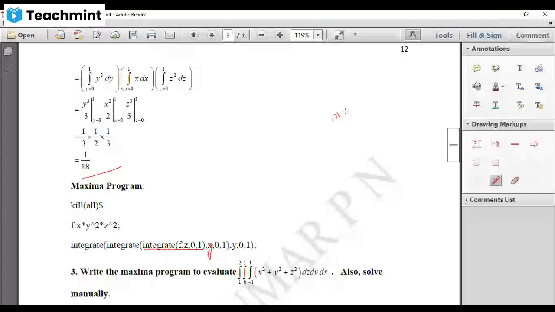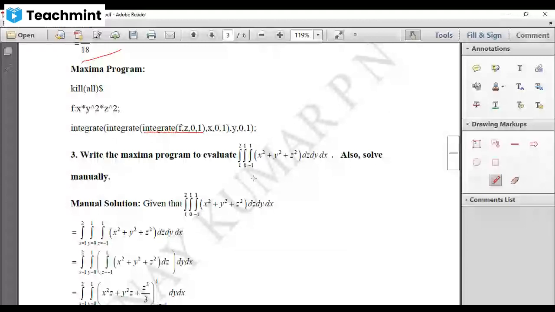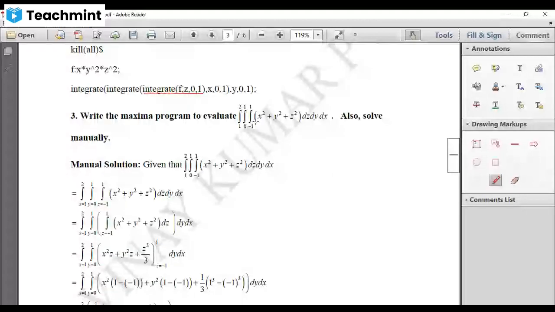Now, this is x only. Now let us see one more example. Integral from 1 to 2, integral from 0 to 1, integral from minus 1 to 1, x square plus y square plus z square, dz, dy, dx.